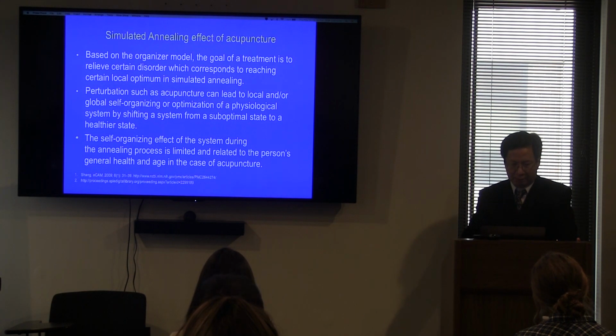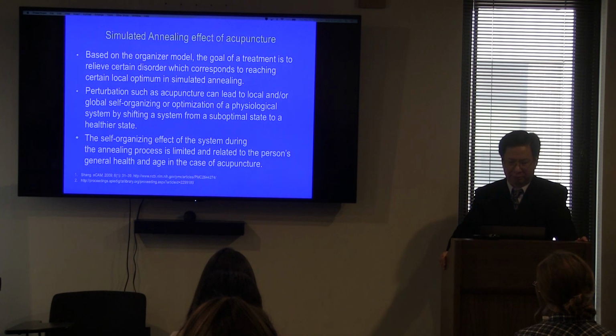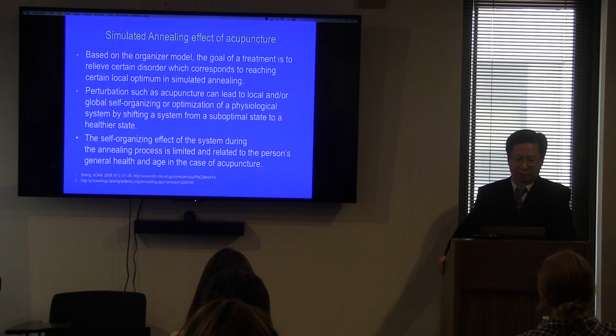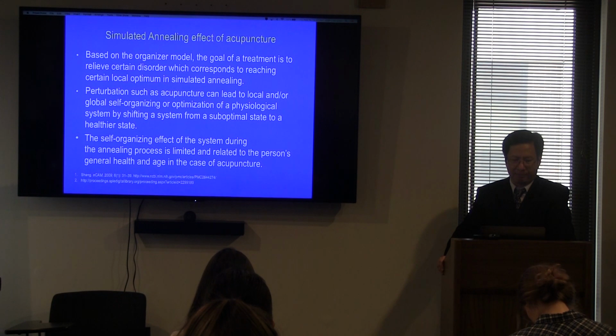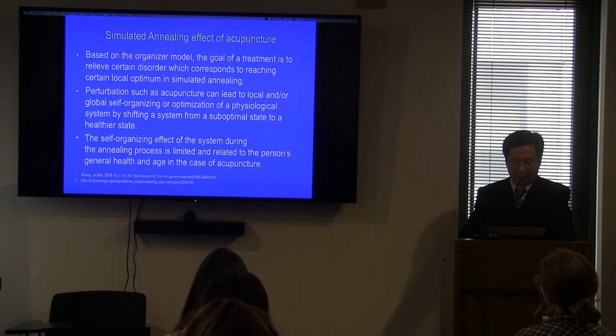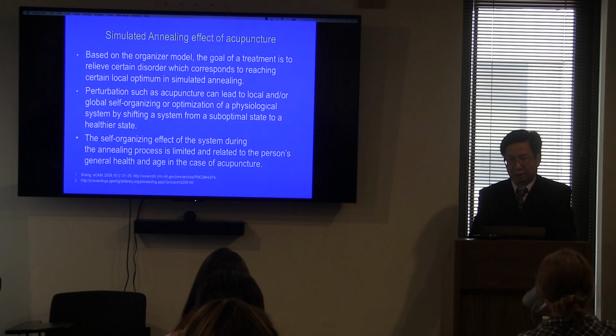So, based on the organizer model, the goal of the treatment is to relieve a certain disorder, which corresponds to reaching a certain local optimum in simulated annealing. And the perturbation, such as acupuncture, can lead to the local or global self-organizing optimization of a system by shifting the system from a suboptimal state to a healthier state. And this effect is limited and related to the person's general health and, in the case of acupuncture, the age.